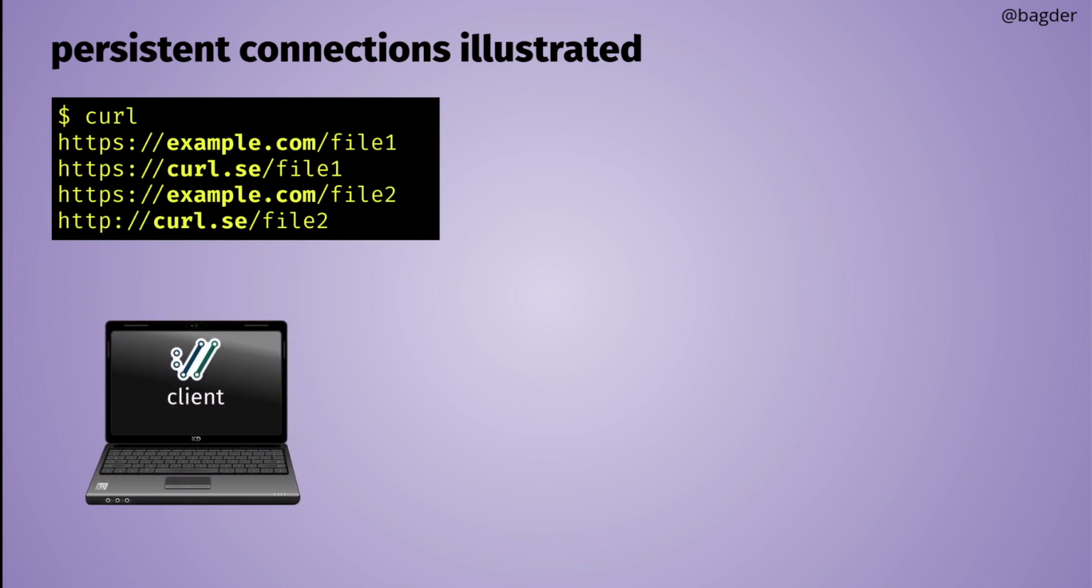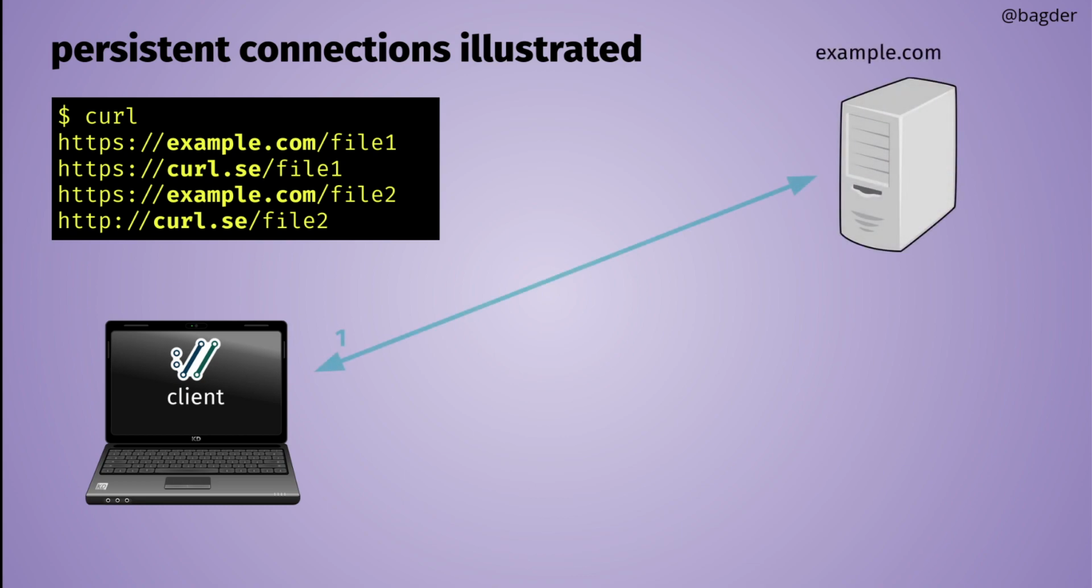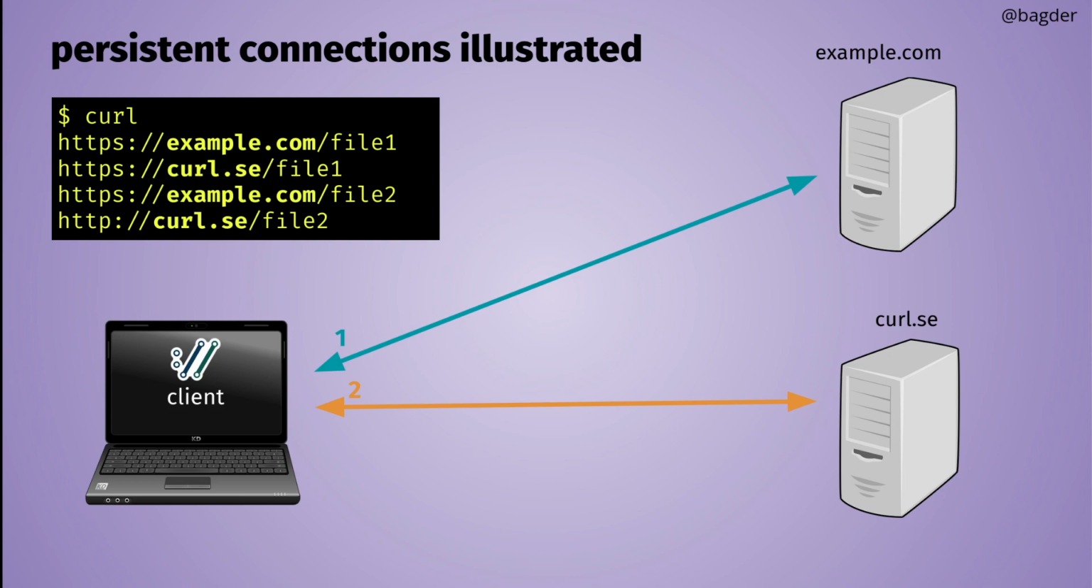So basically, curl, the laptop here, sets up the connection to example.com. That's the first URL, right? https://example.com/file1, and we get that data from that server. And then it says, oh, we're going to talk to curl.se. We set up that connection and we get that transfer.